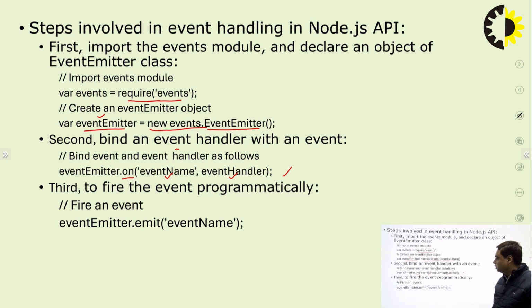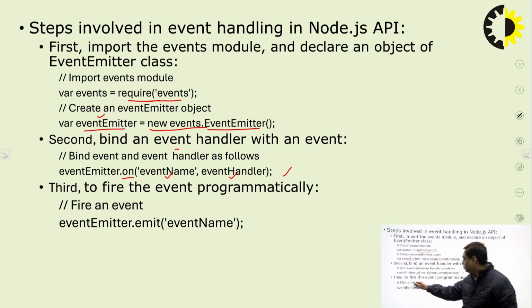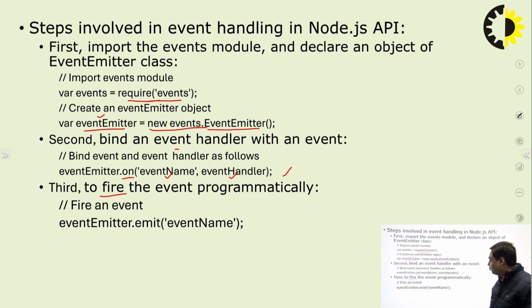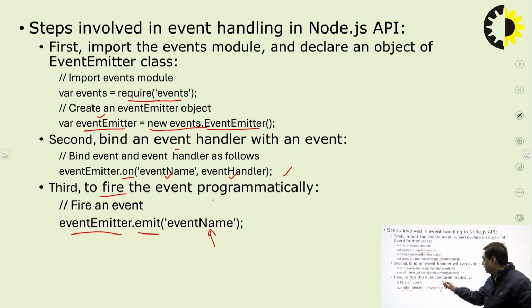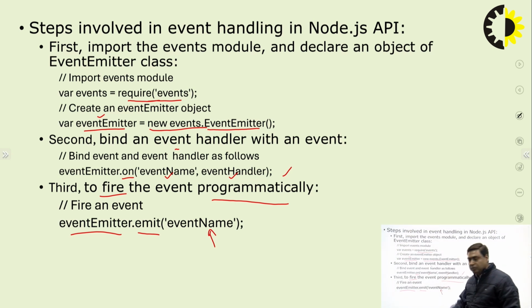Now in this case we have attached a callback function to an event. Next job is to generate the event, or you can say to fire the event. To fire the event we are using the method emit. On the EventEmitter object we call the emit method and give the name of the event. So we can generate the event programmatically. This is the method by which we will fire an event. Just give the name of the event to be fired. If a callback function is registered, then the respective callback function will be executed.